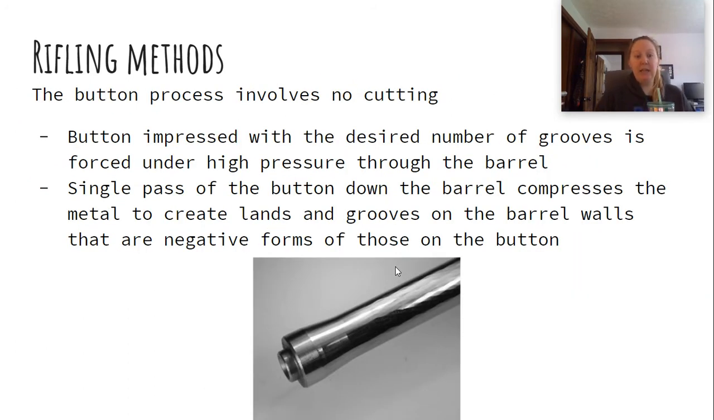Next, we have the button. The button press involves no actual cutting. The button is impressed with the desired number of lands and grooves and forced under high pressure through the barrel. A single pass of the button down the barrel compresses the metal to create the lands and grooves on the barrel's walls that are a negative form of the button. So think of it like a stamp. It's pretty much how that works.